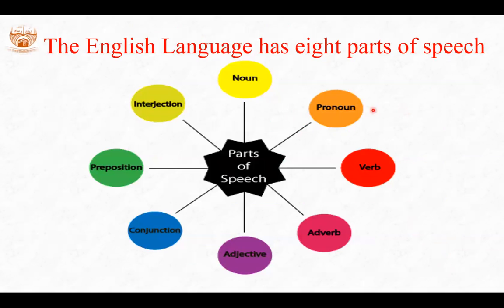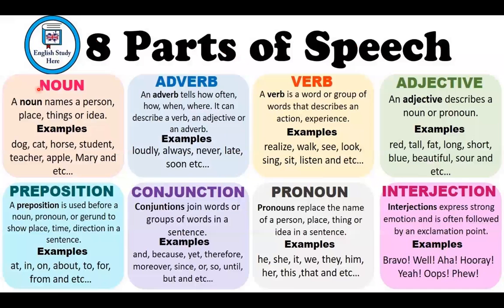We mentioned about the different parts of speech in English. We touched on some of these: noun, pronoun, verb, adverb, adjective, conjunction, preposition, and interjection. But today, noun, name of a person, place, animal, or thing. And these are some nouns: dog, cat, horse, student, teacher, apple, Mary. Adverb, an adverb tells how often, how, when, where. It can describe a verb, an adjective, or an adverb.